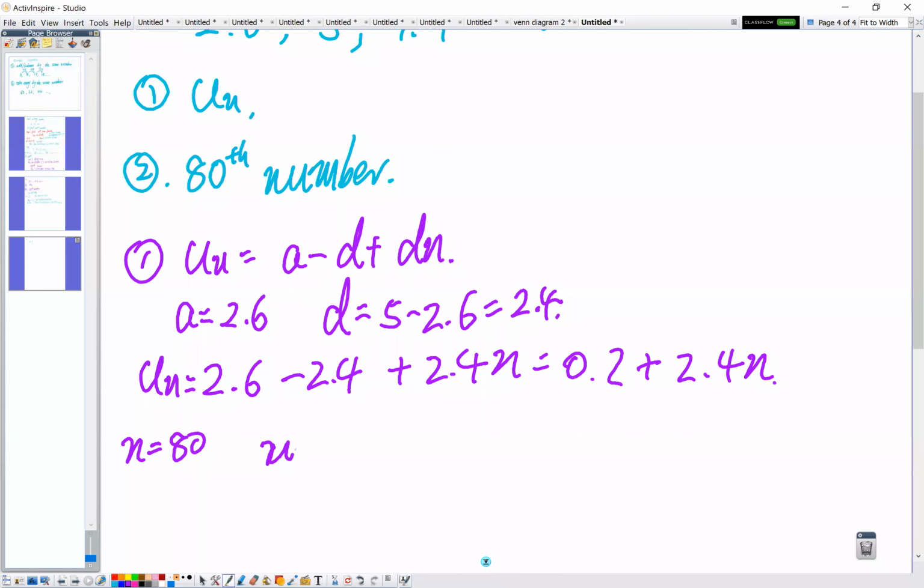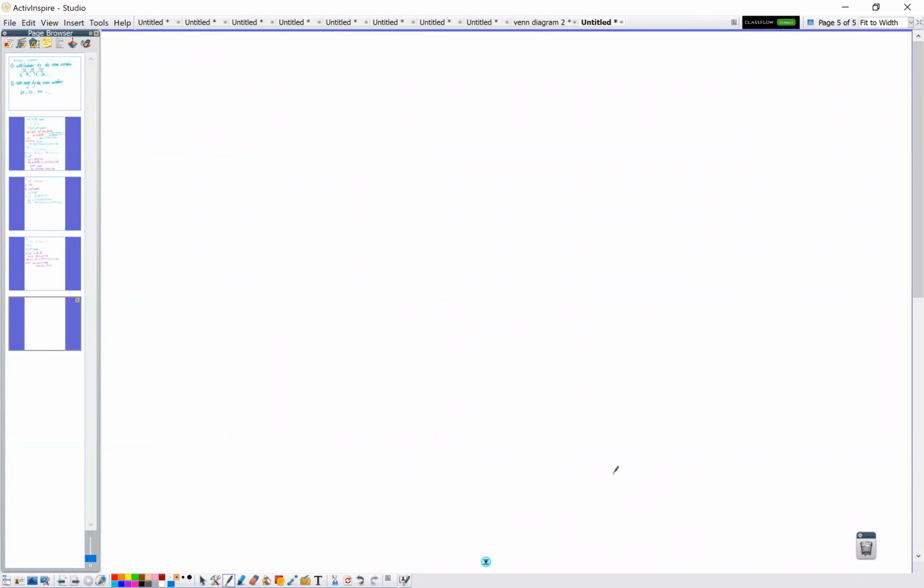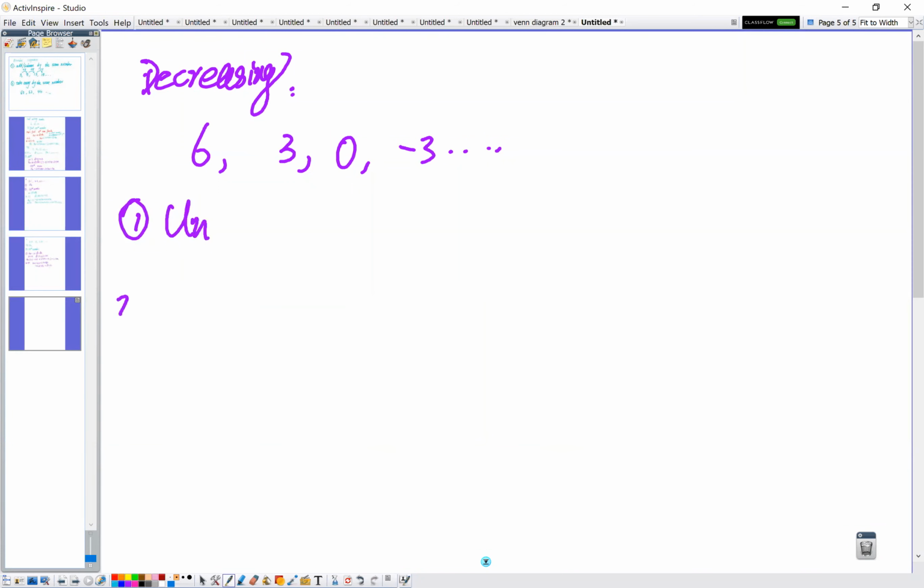Okay. So this, we have done decimal type questions. Now let's move on to the next type. The next type of questions, can you please try this one? The decreasing questions. Can you try this one? 6, 3, 0, minus 3. First, the question asks you to find the Un. Second, can you find out the 100th number?